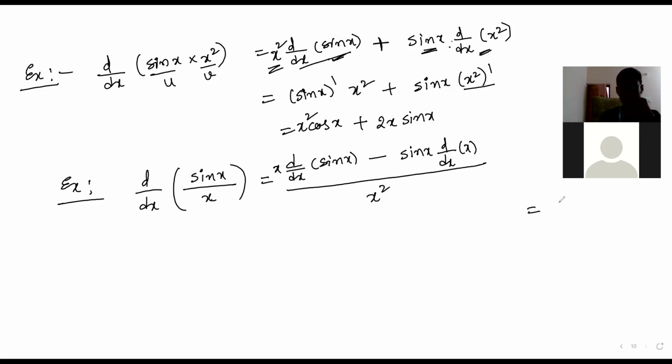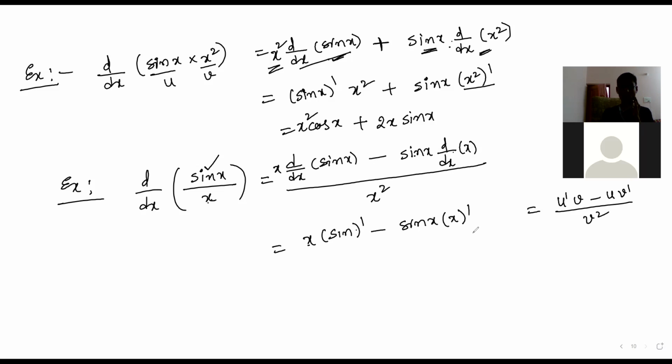Okay. What is this formula? U dash into v minus u v dash, by v square. U dash is the derivative, into this function. We cannot write x after, so first only you should write. Then next sin x into this one, u v dash. This is v dash, by x square. You can write u dash v minus u v dash, where v dash is the derivative of x square. Then you do differentiation.